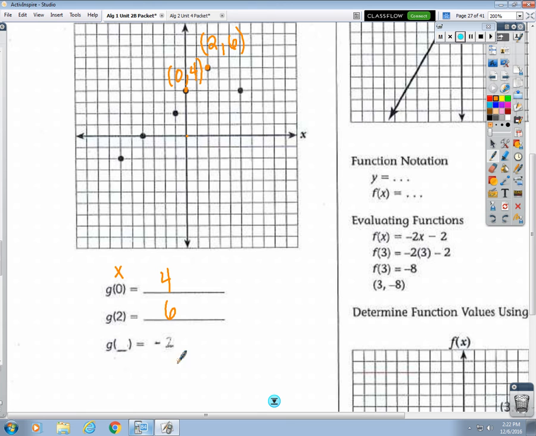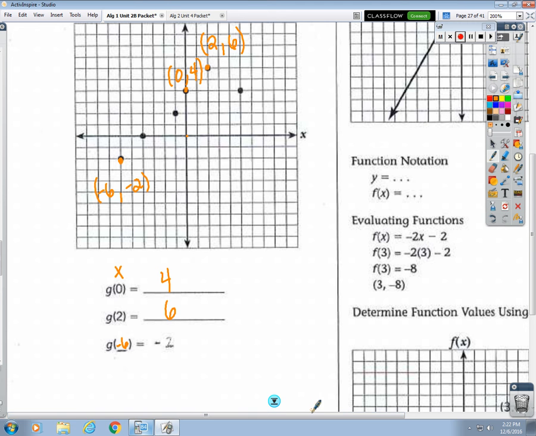Okay, the bottom one is a little bit different. How is it different? Right, it gives you the output and not the input. So it gives you the y value to start with, and you have to find its corresponding x value. So which point up there has a y value of negative 2? This one, right? Because to get to that, you have to go down 2, but before going down 2, you would have had to have gone over negative 6, though. So negative 6.